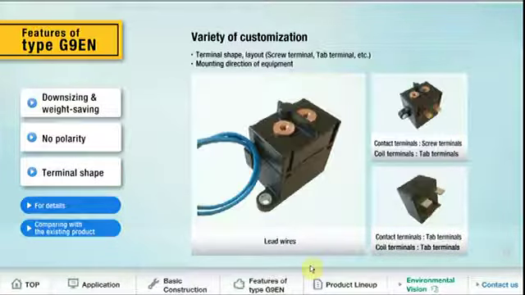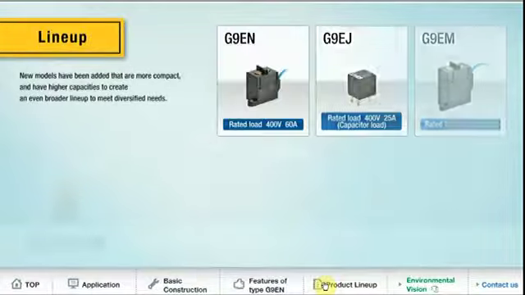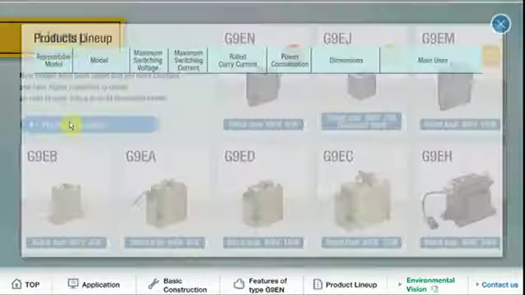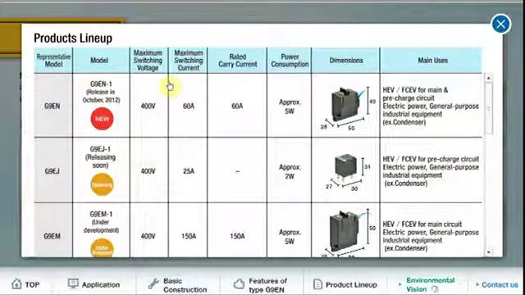Product lineup: G90N released, G90J is released, G90M to be released shortly, so we have 60, 25, and 150 amps. In our existing lineup, we go from 20 amps all the way up to 300 amps, the G90H. Again, here's our product lineup. It gives you some uses where they could be used, so G90N would be ideal for hybrid electric vehicles or fuel cell electric vehicles, pre-charged circuits, general purpose industrial equipment, variety of applications.